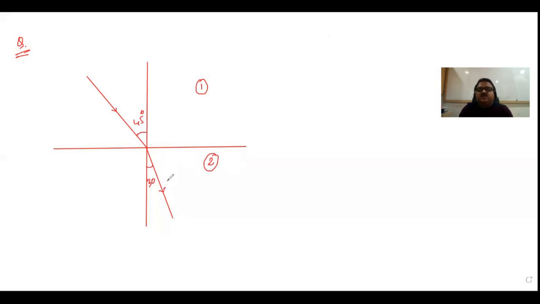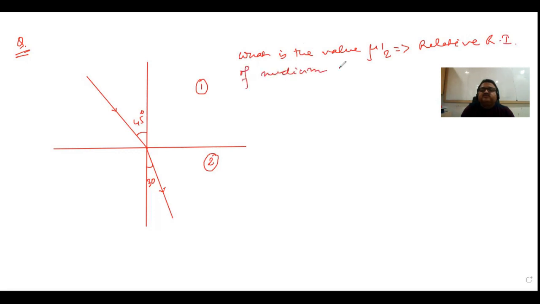Your question is to find out what is the value of mu 1 2, that means relative refractive index of medium 2 with respect to 1. Okay, so what will I do here? We'll use simply Snell's formula, correct? That is sine of I by sine of R is equal to mu 1 2.